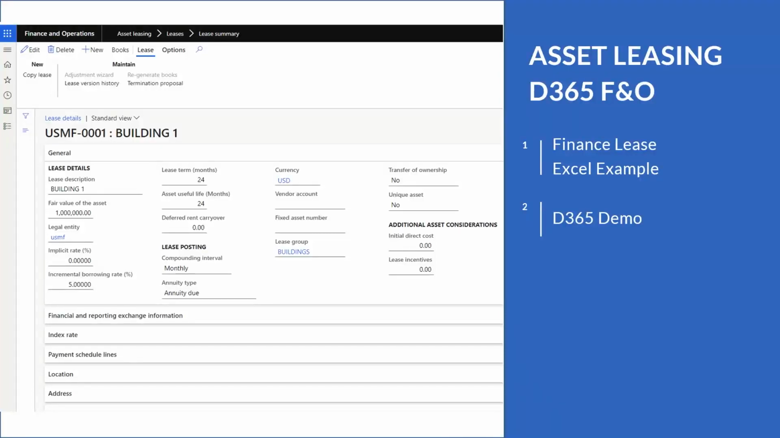Here I'm going to be talking about asset leasing and how you can set up leases in Dynamics 365 Finance and Operations. I've got a finance lease example, and I wanted to walk you through it in Excel first so that you get a high-level overview of what we're going to be processing in Dynamics. Right after that, we will get into D365 F&O. So with that, let's go ahead and get started.